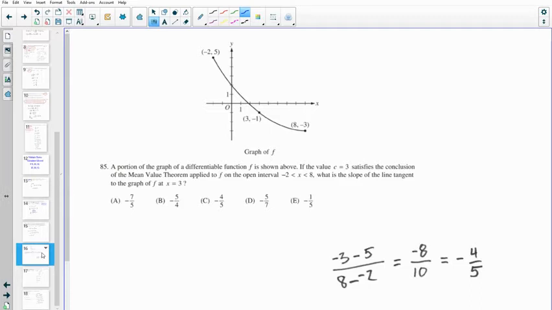Once you figure out what you're supposed to do on this one, it's pretty easy. I think a lot of people probably asked for this one because of the mean value theorem. Oh man, I forgot what that is.